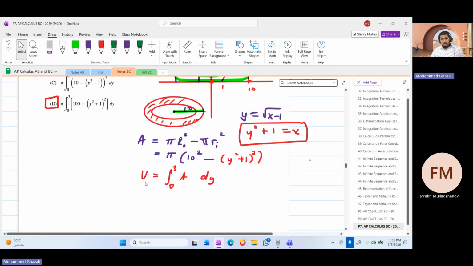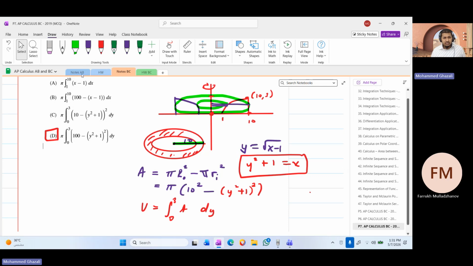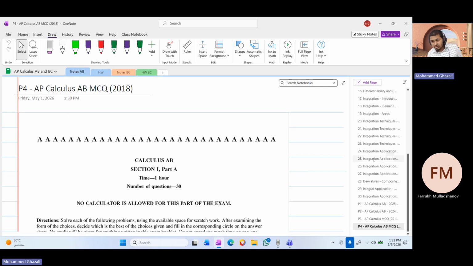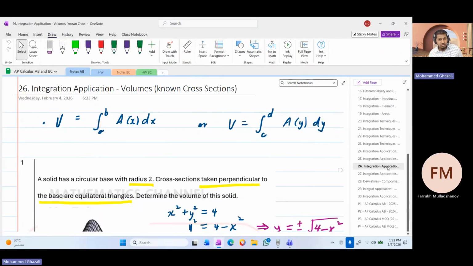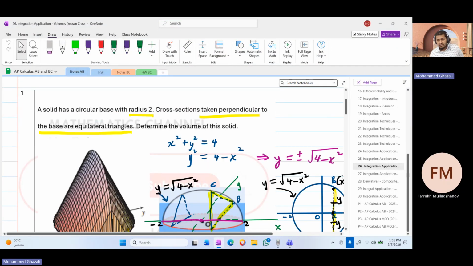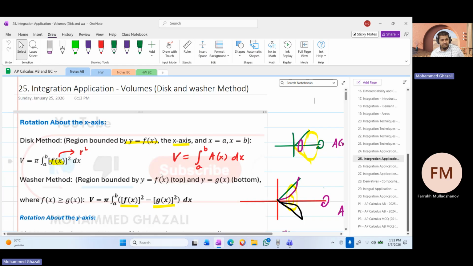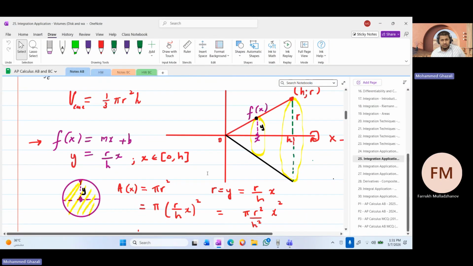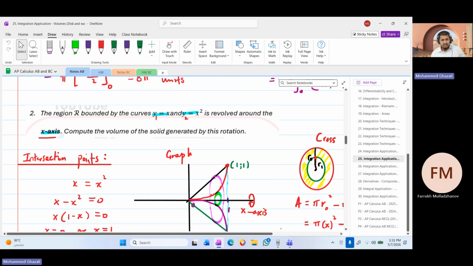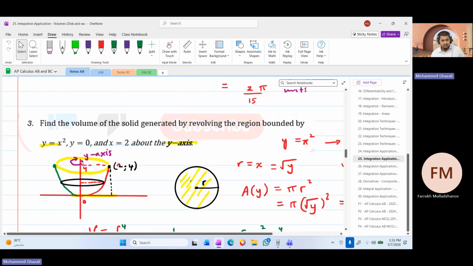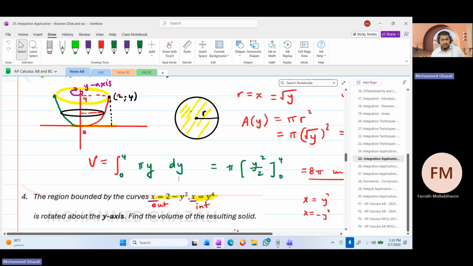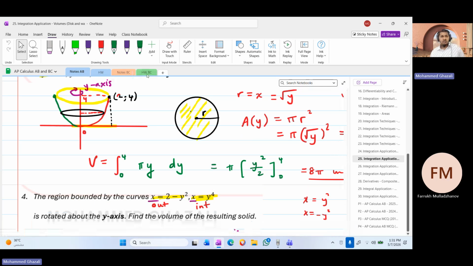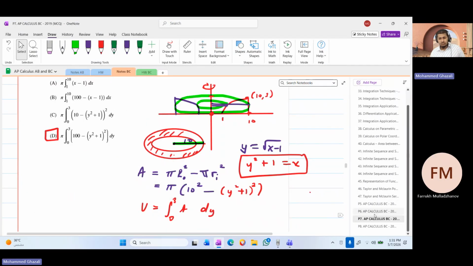You can go over that topic. We did it in the AB and BC course, application of integration, volume. Lesson number 25: disk method, washer method, where we're integrating over different boundaries. If you go here, this is about the x-axis, so it's dx. We are rotating about the y-axis, so it will be dy. So you can go over lesson number 25 for that. Anyways, let's continue with our questions.